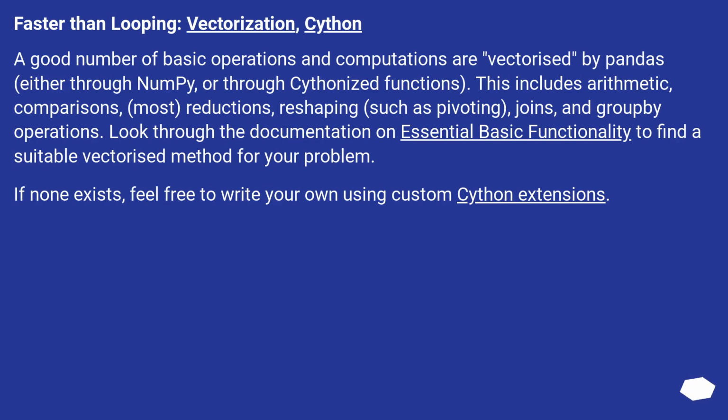Faster than looping: vectorization, Cython. A good number of basic operations and computations are vectorized by Pandas, either through NumPy, or through Cythonized functions. This includes arithmetic, comparisons, most reductions, reshaping such as pivoting, joins, and groupby operations. Look through the documentation on essential basic functionality to find a suitable vectorized method for your problem. If none exists, feel free to write your own using custom Cython extensions.